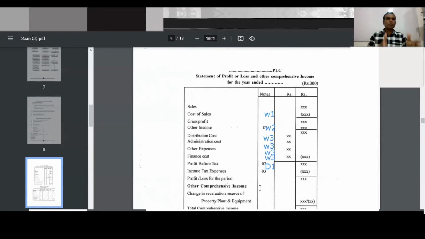Now when we prepare the financial statements of a company, there should be some notes and disclosures. Those disclosures should be separately pointed out. You are given separate marks for these disclosures. Now, one disclosure is that profit before tax you have to disclose.